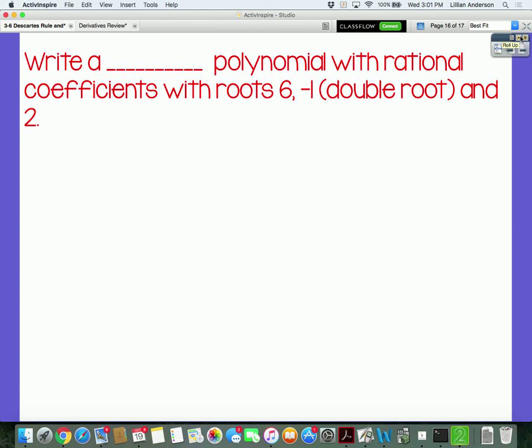What does double root mean? We talked about this. That means there's 2 of them. It's a negative one and a negative one. Basically, a multiplicity of 2. You use a double root. So you basically have negative 1, not once, but twice. So your roots are 6, negative 1, negative 1, and 2. Making this a what degree? Four. A 4th degree polynomial. Now, 4th degree is also known as quartic.